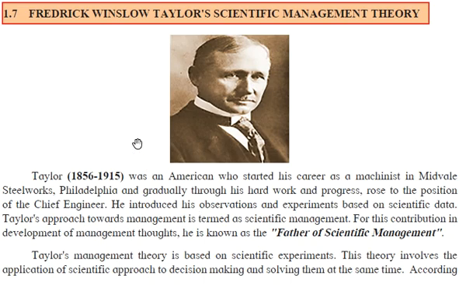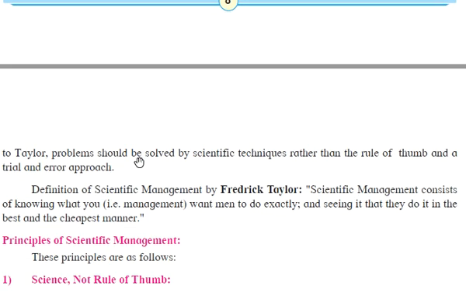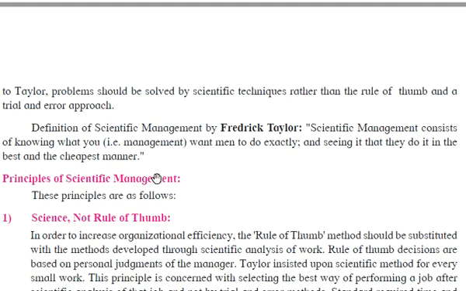According to Taylor, problems should be solved by scientific techniques rather than the rule of thumb and a trial and error approach. So, the definition of scientific management by Frederick Taylor: scientific management consists of knowing exactly what you want management to do, and seeing that they do it in the best and the cheapest manner.